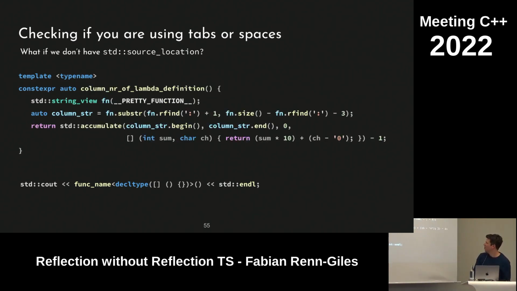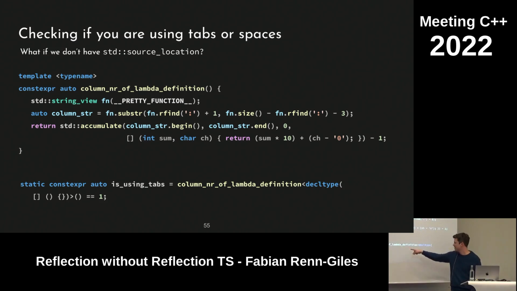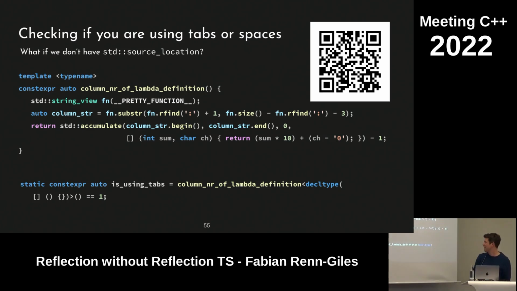And so the full code looks something like this. Column number of lambda definition. You do some processing of that string to give you the column number. And then you write is_using_tabs, column number of lambda definition. And you have to make sure that that lambda is exactly one tab indented. And if that gives you 1, then you're using tabs. And if not, then you're using spaces. And if you want to find a golfed version of that, it's right there. Yeah, so that concludes my talk. Thank you very much.